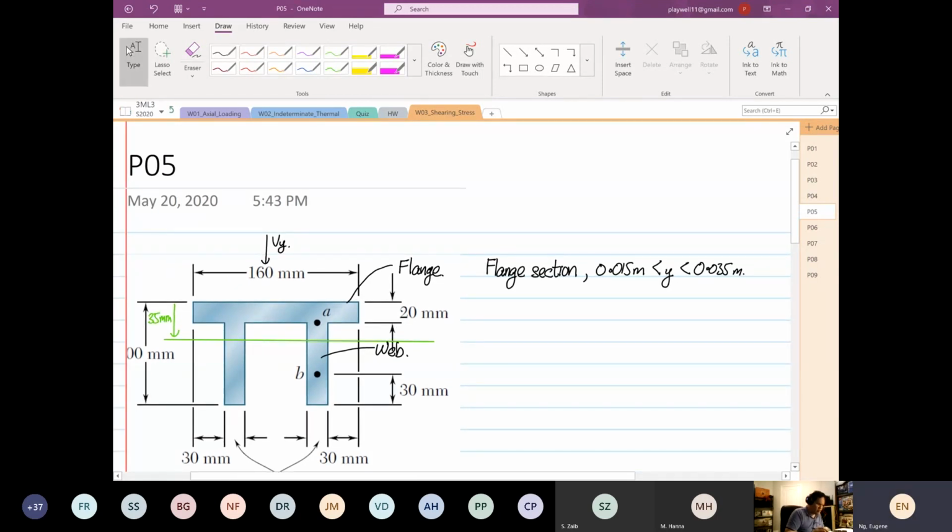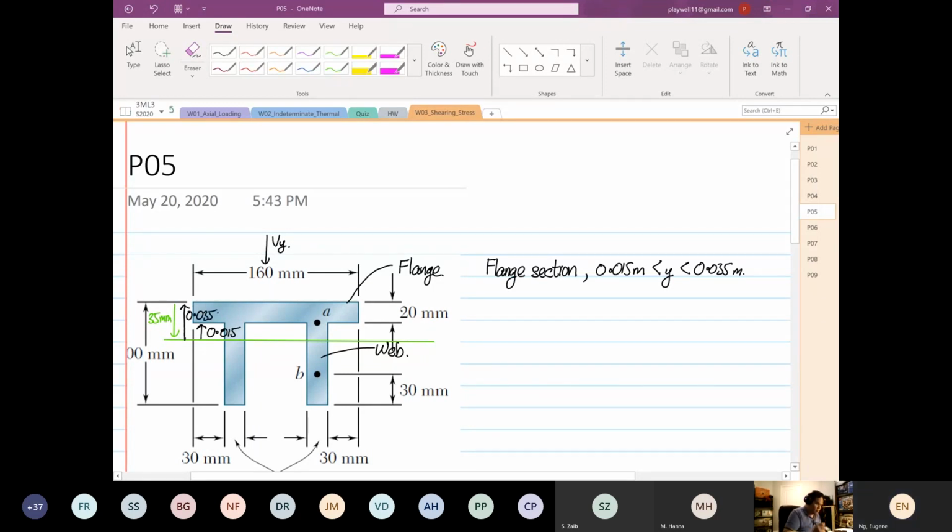Now, some of you ask me, Eugene, why 0.015? If we look at our datum, our datum is on our y-axis. So the distance from here to here is what? It's equal to 0.015. You agree? Right? So this is equal to 0.015. And then to the outermost, this is equal to what?